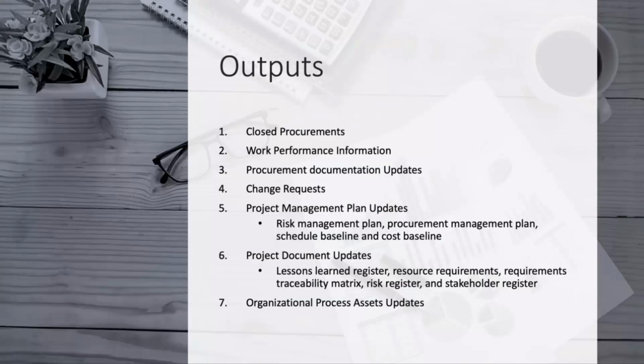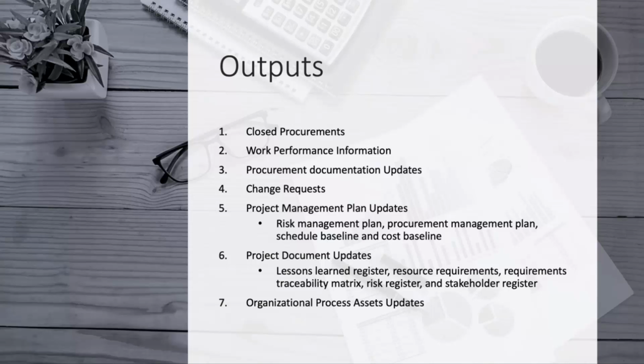Lastly, we'll be looking at outputs, starting with closed procurements. This is when the buyer provides the seller with formal written notice that the contract has been completed. Number 2, work performance information. It is information on how the seller is performing by comparing the deliverables received, technical performance achieved, and costs incurred and accepted against the SOW budget for the work performed.